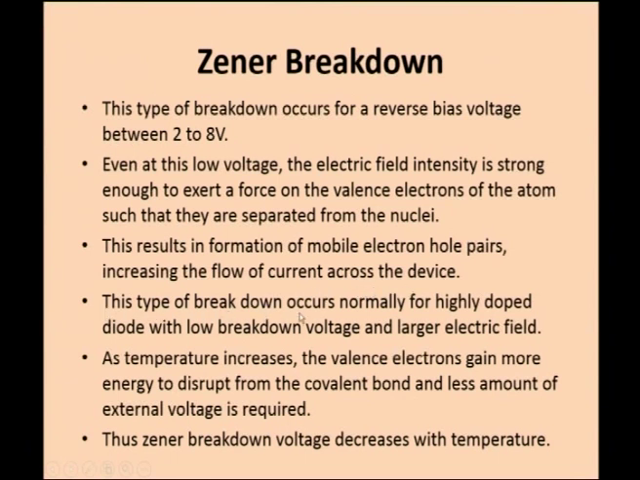This type of breakdown occurs normally for highly doped diode with low breakdown voltage and larger electric field. It has negative temperature coefficient. As temperature increases, the valence electrons gain more energy to disrupt from the covalent bond and less amount of external voltage is required. The Zener breakdown voltage decreases with temperature. So, this is more important. This breakdown occurs for the reverse bias voltage between 2 to 8 volts.